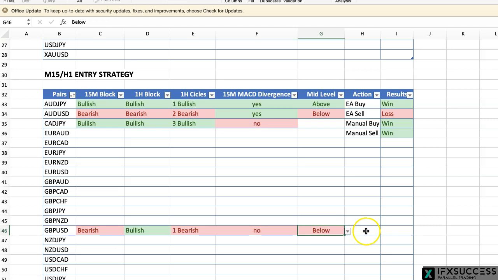So to me, I would just trigger the EA to sell, because most likely I would be sleeping, and that's pretty much it, right? So I'm going with the 1 hour bearish cycle, and what I'm doing is going below the prior day mid-level.